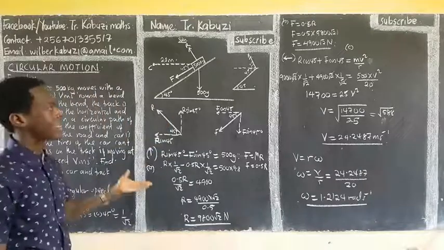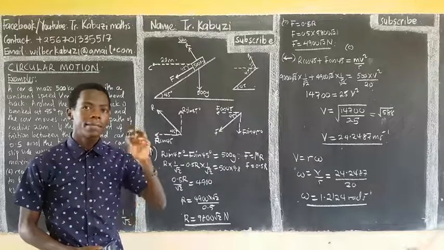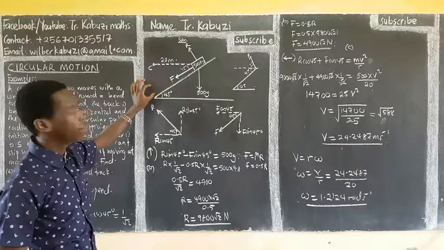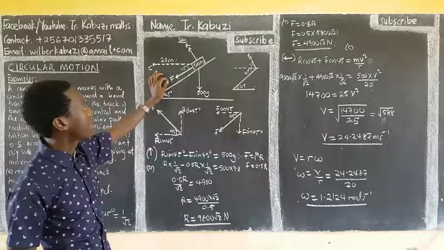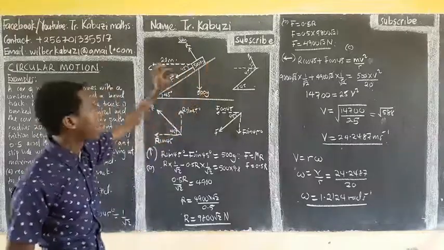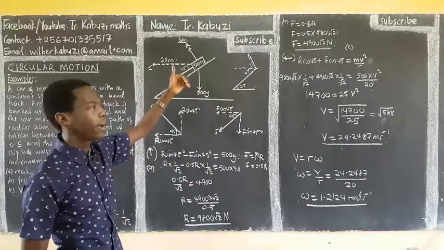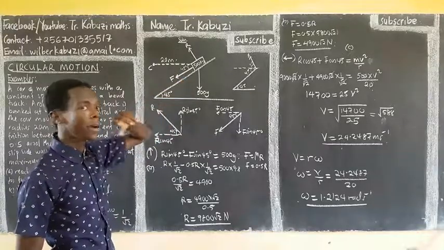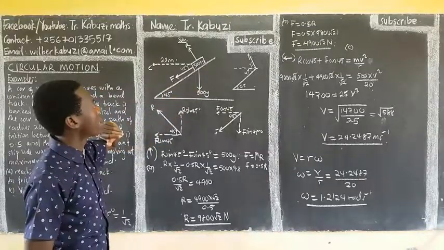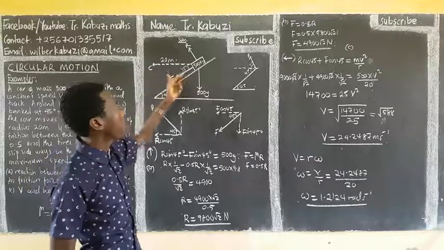So that's what happens when they want us to calculate the maximum speed. Whenever it's maximum speed, the frictional force is going to be acting downwards like that. If it's minimum speed, then the frictional force will be acting upwards. Why? Because if it's minimum speed, the car will tend to slide downwards. That's why friction is going to be acting upwards like that. So maximum, F is down; minimum, F is up.